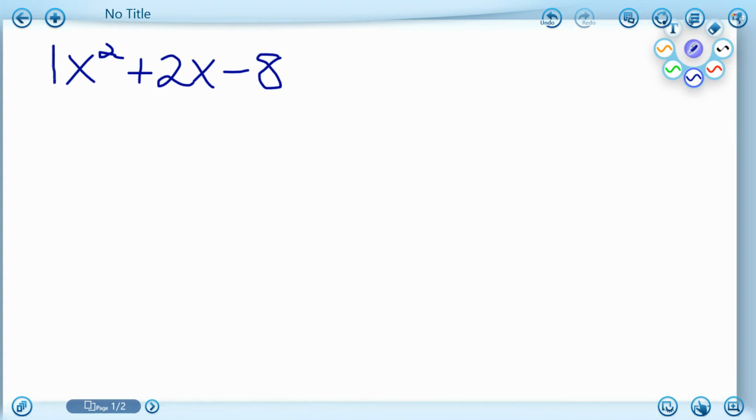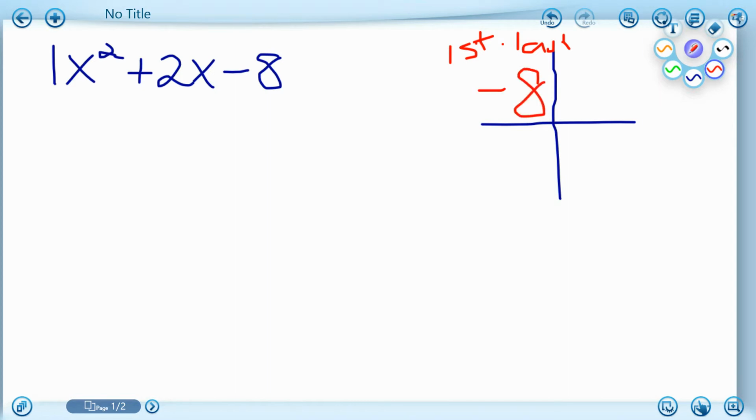So we have 1 in front of x. One of the ways that I taught you was to use a little chart. You don't have to if you don't want to, and you can use the other ways if you need to. It's always first times last. So we're going to do 1 times -8. Over here I'll have -8. Now I'm going to put the middle number on the bottom. Now what we're looking for is those two numbers that multiply to get -8 and add to get 2. So I'm just going to try a couple.